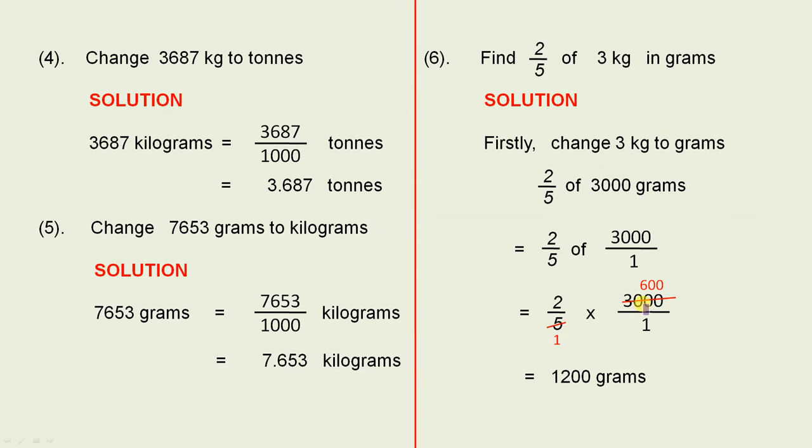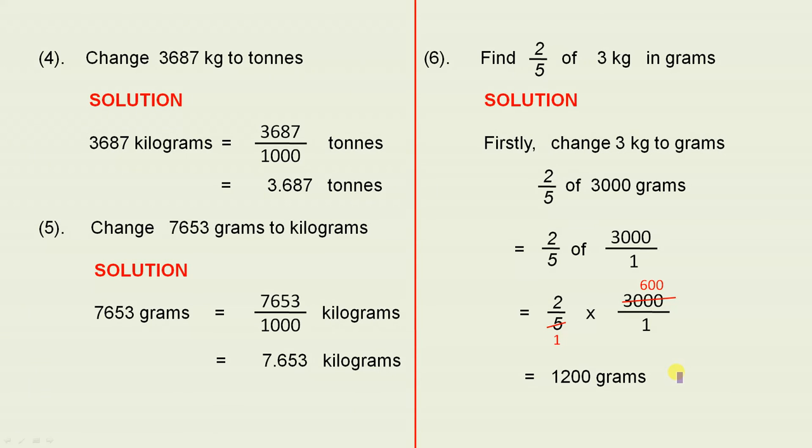2 over 5 times 3,000 over 1. 5 into 5 goes once. 5 into 3,000 goes 600. 2 times 600 is 1,200 grams, and that's the answer.